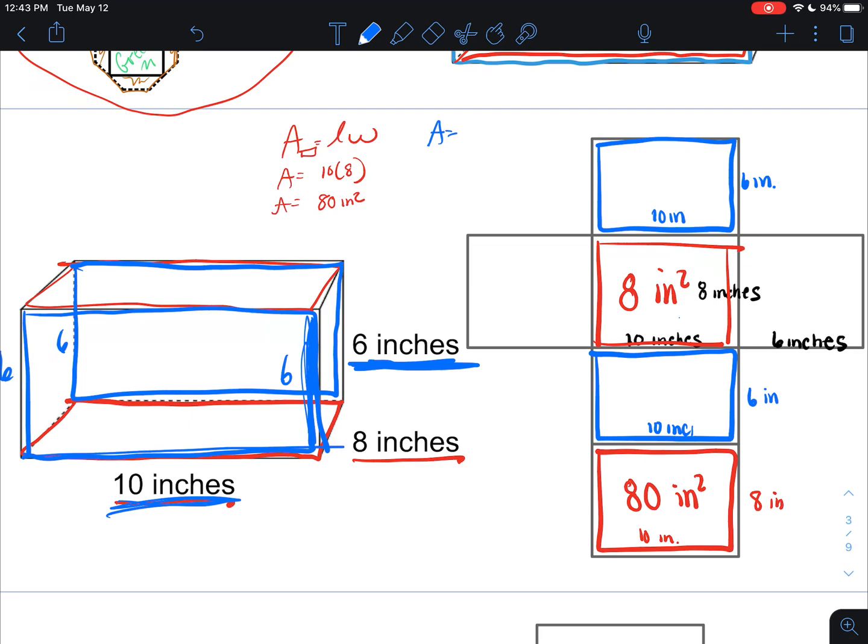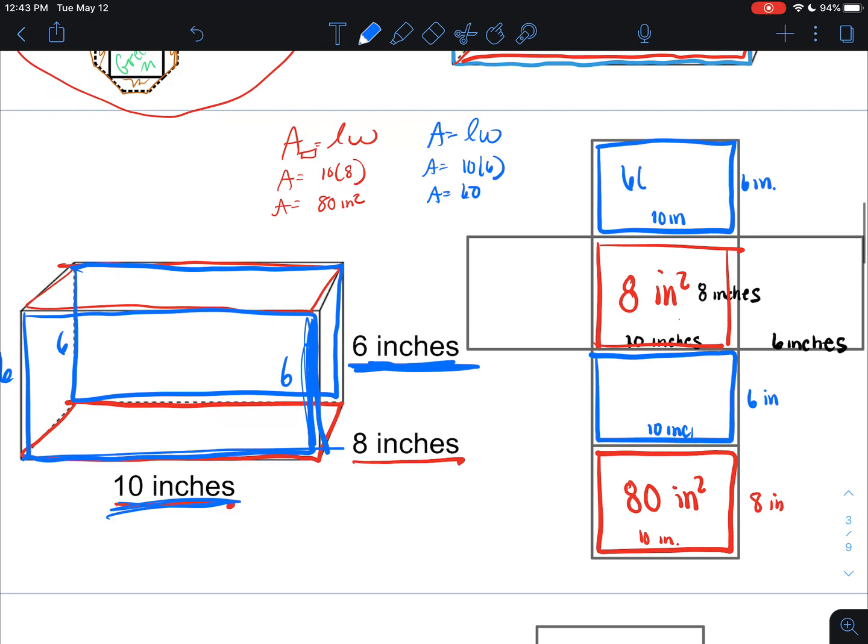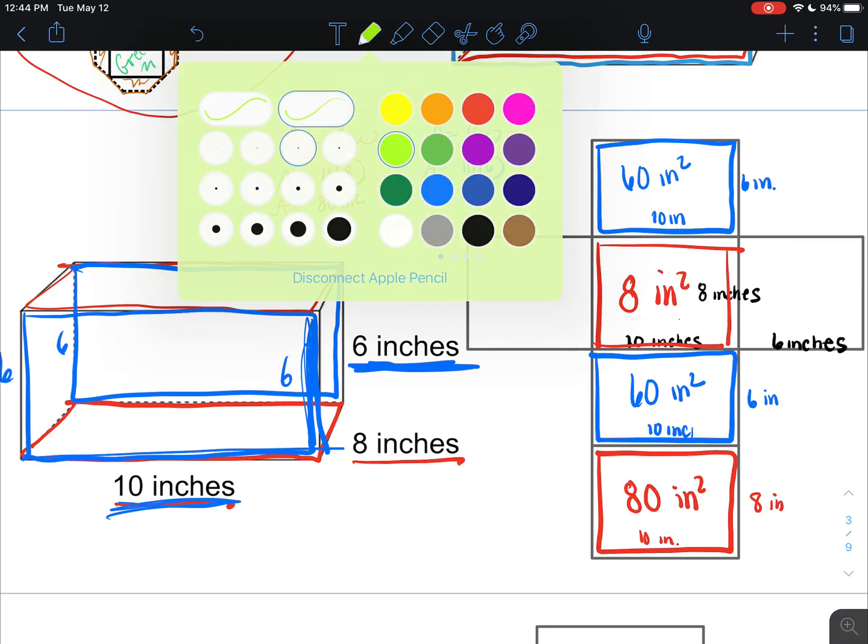So this rectangle, length is 10, width is 6. So length times width, 10 times 6. Area is 60 square inches. So, oh, that does not look like a 6. 60 square inches, 60 square inches.